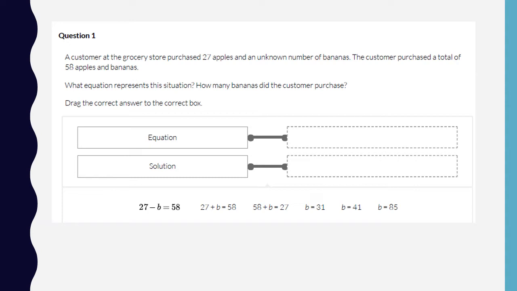A customer at the grocery store purchased 27 apples and an unknown number of bananas. The customer purchased a total of 58 apples and bananas. So we know 27 apples plus a number of bananas gave us a total, remember total means to add, of 58. So I just found our equation here.